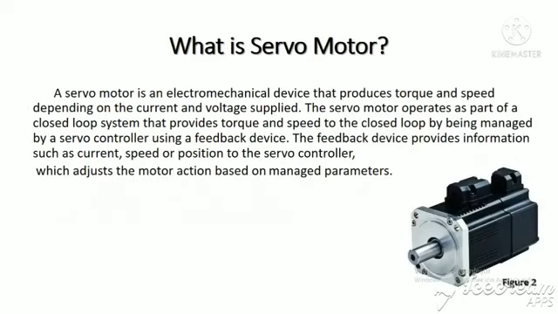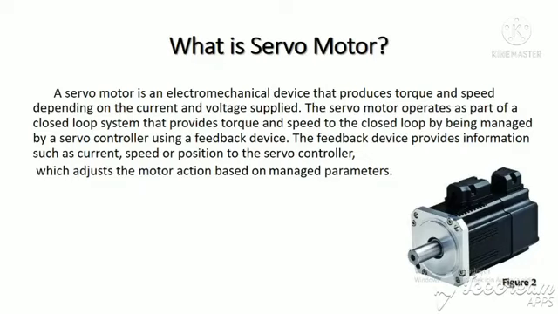What is a servo motor? A servo motor is part of a closed loop system. Current and voltage are supplied to this system. The servo motor produces torque and speed with this current and voltage. There is also a servo controller, and this servo controller uses a feedback device.